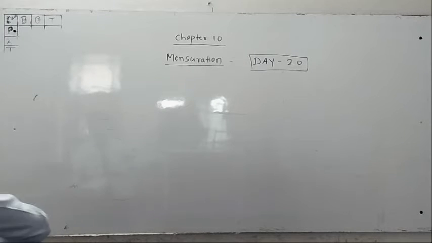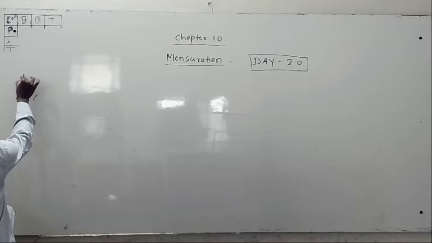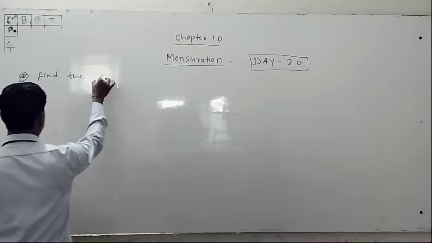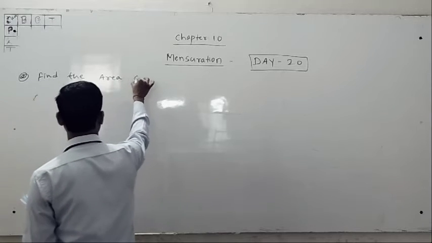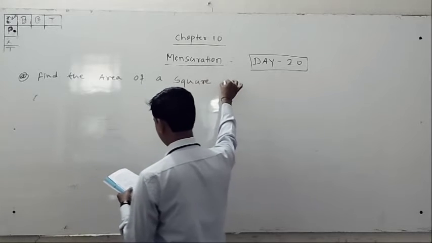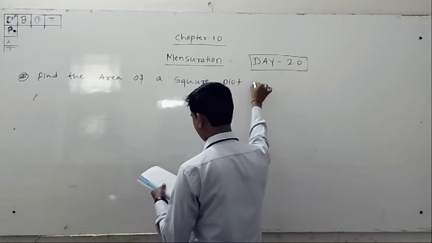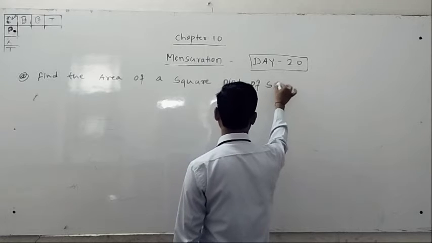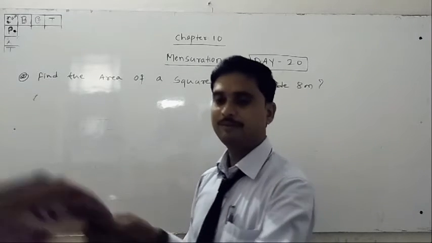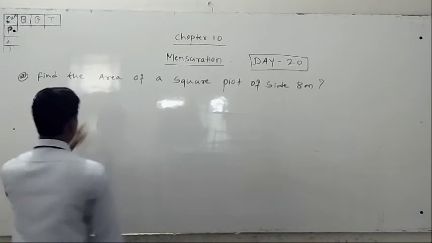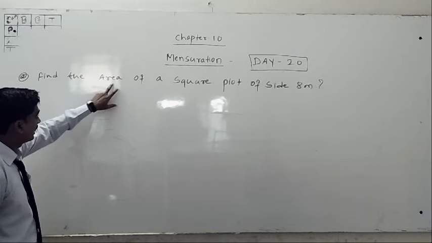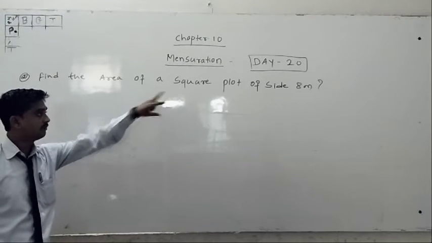Okay. This is your question. Second one, find the area of a square plot of side 8 meters. This is a very simple question. You have to understand. Find the area of a square plot.